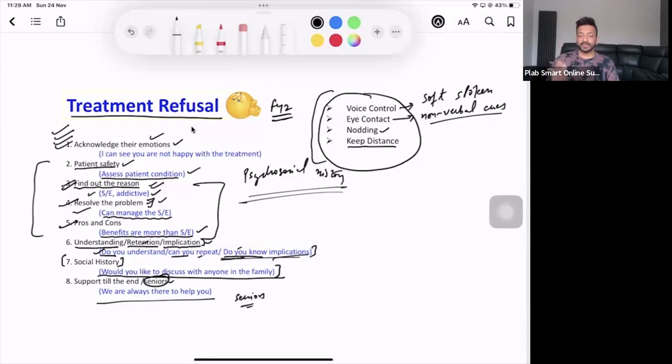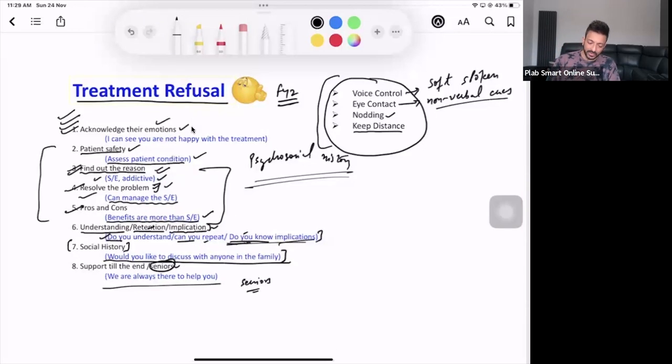Let me summarize it in 2 minutes, what we have done till now. So first thing, when the patient is saying, I do not want to take the treatment, acknowledge. I can see you don't want to take the treatment. I can see you are not happy with the treatment. I want to go home. I can see you want to go home. Guys, acknowledgement is pretty easy. Please do it. Now, before jumping into the scenario, you take a bit of history.